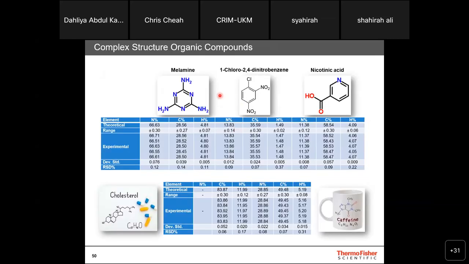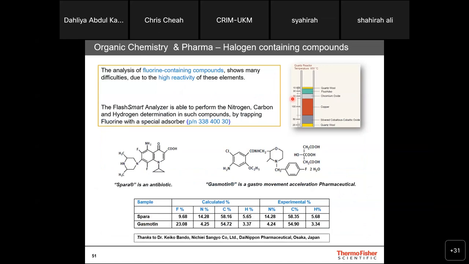For organic compounds, melamine is not unknown to us. It's a common chemical that we know, and it has to do with protein. This is some of the analysis that it can run. Pharmaceutical: cholesterol, nicotinic acid, caffeine. These are some of the organic compounds for which we can determine the percent carbon and hydrogen. For pharma, a lot of antibiotics. When we need to do bulk analysis, during manufacturing they do a quick check on their product to make sure there's no impurity, and they need to label their product correctly. This is done by the elemental analyzer.